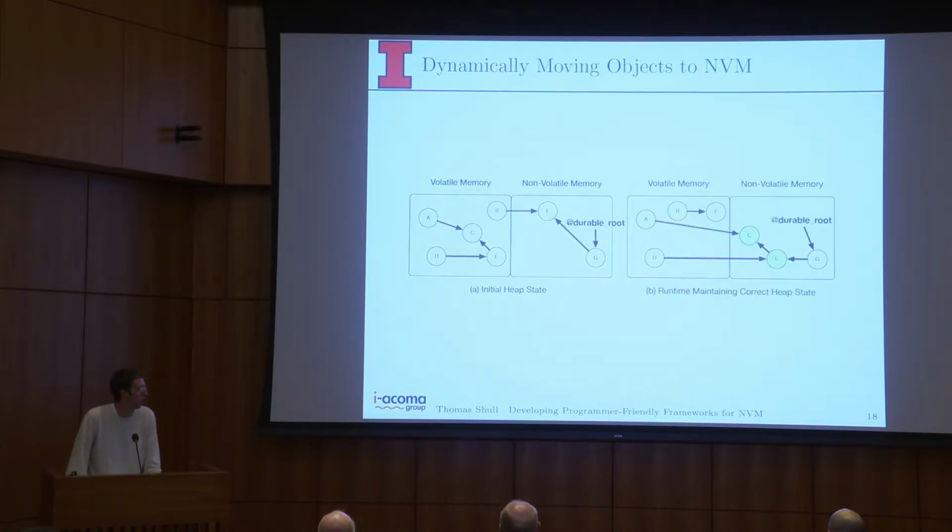So what happens in AutoPersist instead is that before G could point to E, E has to be moved to NVM, but also because C is pointed to by E, C has to be moved to NVM as well.